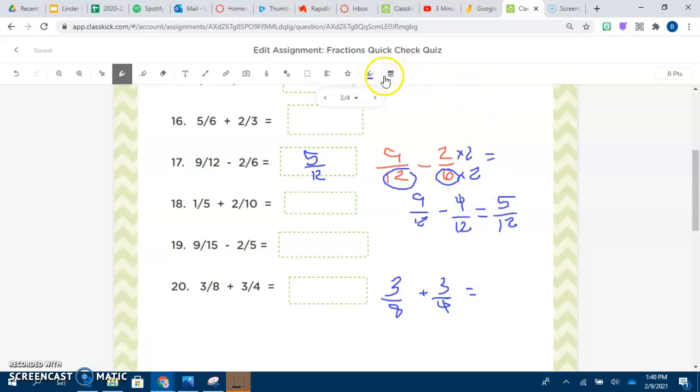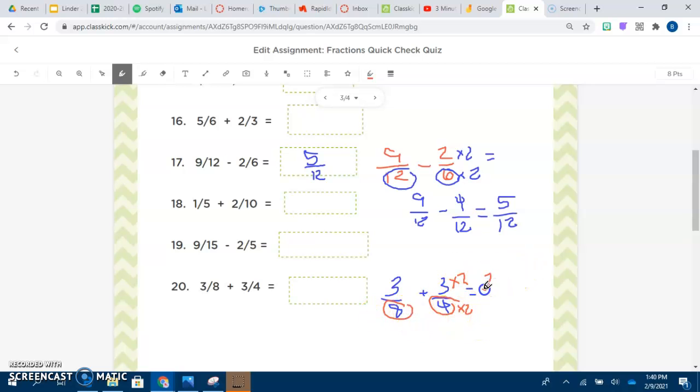Well, here again, our denominators are not the same. We have an 8 and we have a 4. Well, I know 4 can be an 8. So I just times it by 2, and times the top by 2. Remember, what you do to the bottom or the top, you have to do the same for the fraction you're changing. So I'm just making this into an equivalent fraction with the same denominator as 8.